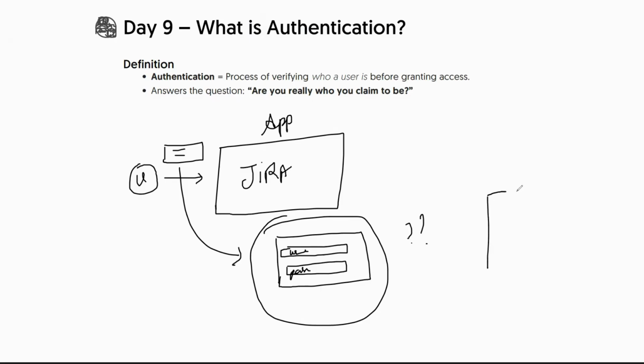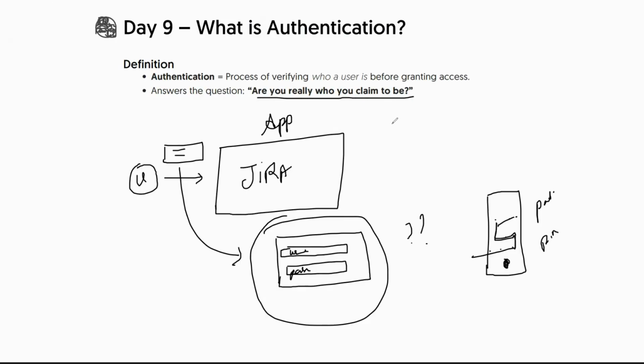Similarly, when you have a phone, you have biometrics, right? You do a touch, or there'll be a pattern. Any pattern or pin you use, these are different forms of authentication. Everywhere you're just answering the question, are you really who you claim to be?